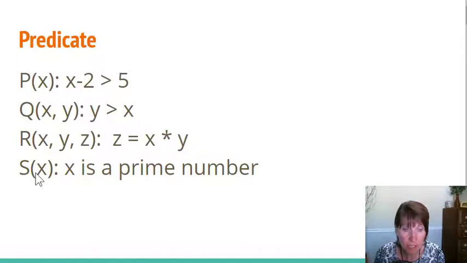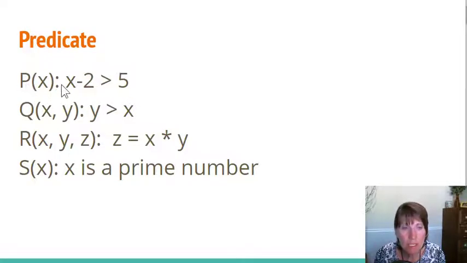So here's several predicates, and the way we say this is P of X. So this is a predicate P of X: X minus 2 is greater than 5. So is that true or false? Well, it depends on the value of X, right? When X is 20, then it's true. When X is 3, then it's false.